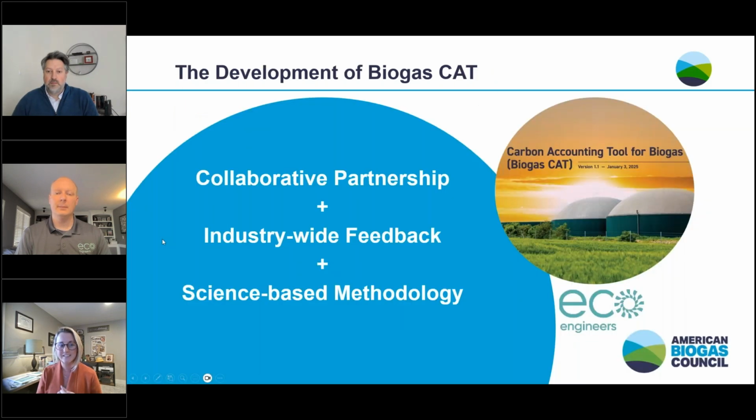So what is Biogas CAT and why was it created? It was developed by industry experts, Eco-Engineers, for the American Biogas Council. This tool aims to build on existing regulatory programs and voluntary carbon market methodologies to supplement the needs and interests of the biogas industry. Specifically, what this tool aims to do is first, provide an opportunity to calculate lifecycle carbon intensity, or CI, for biogas projects on an emission per energy basis, based on the end use of the biogas, which allows for non-transportation end uses.